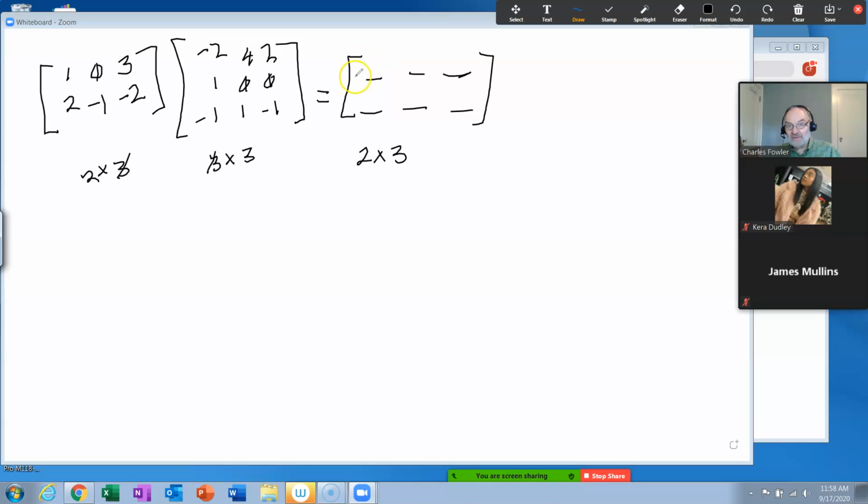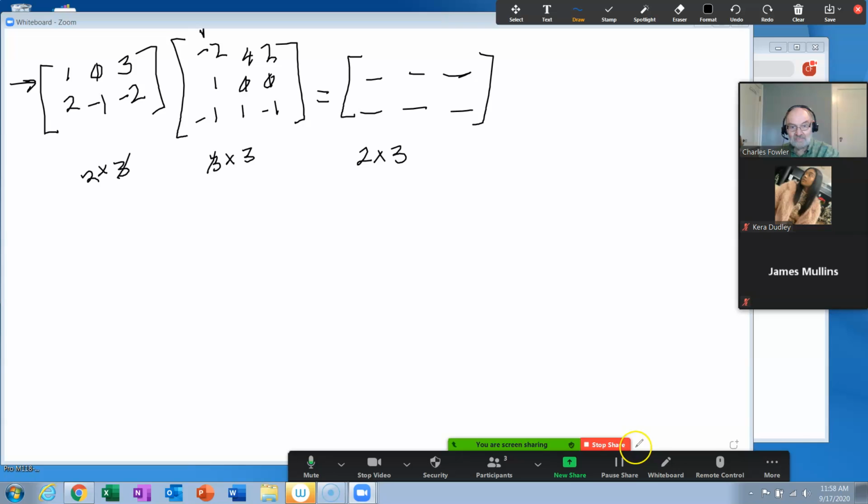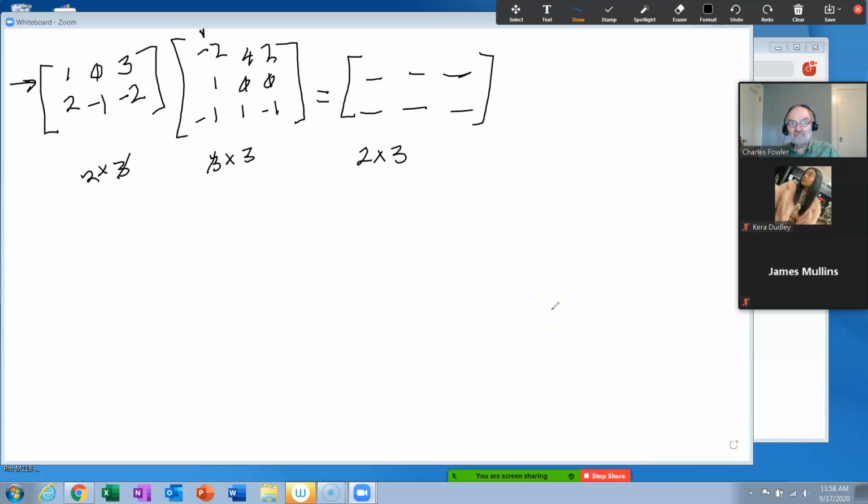This first entry here is the 1-1 entry. So you take the first row of the first matrix times the first column of the second matrix. So I just heard a ding. I don't know. Nope, we still got just the 2 students here. So I don't know where Jesus is.